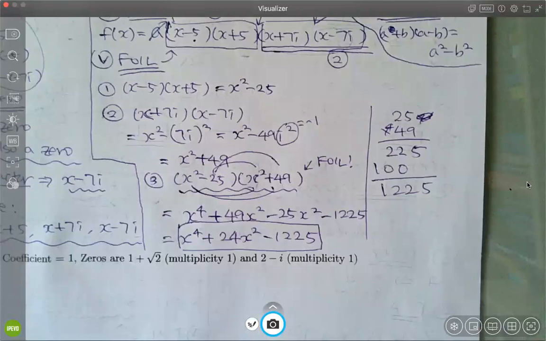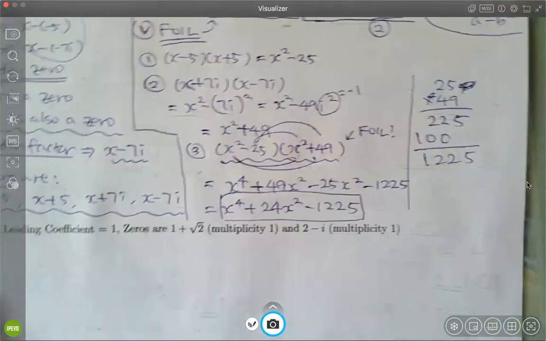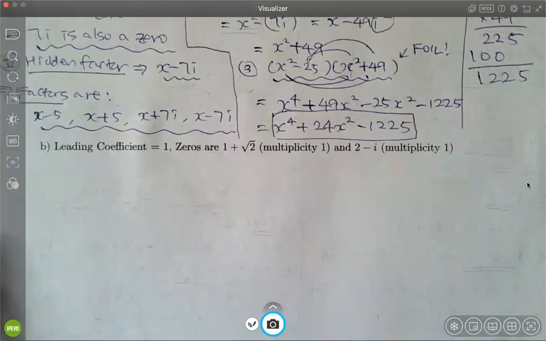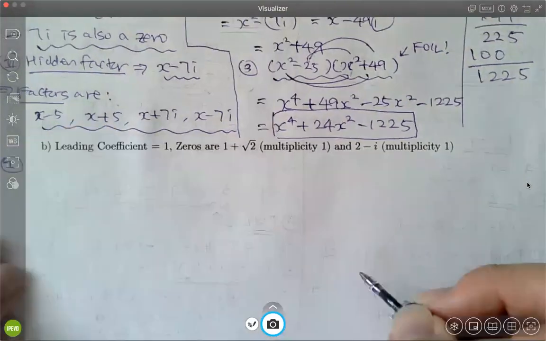Now, even though it's past noon, let's finish off this last problem of the section, so that we can start the new section tomorrow. Okay, so now, leading coefficient is once again 1, and the zeros are 1 plus square root of 2, multiplicity is 1, and 2 minus I, whose multiplicity is also 1. Okay, so now, what is step number 1 here?